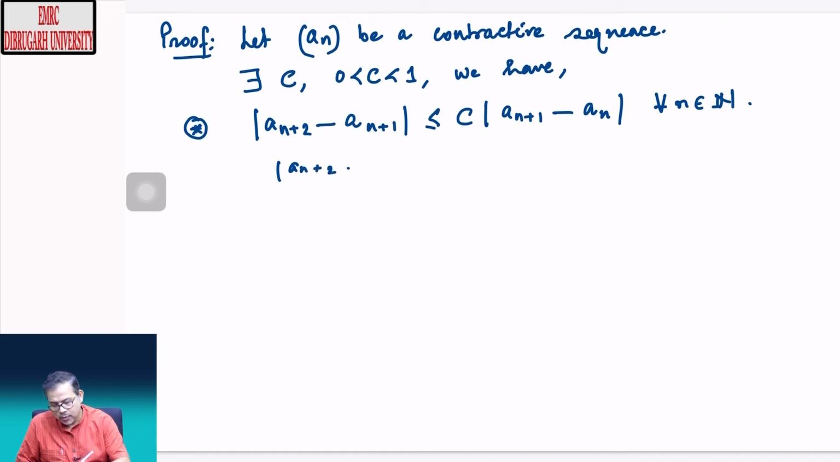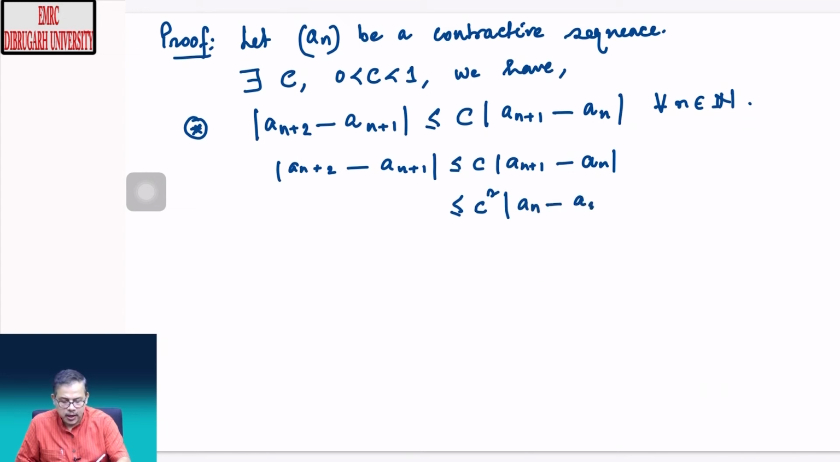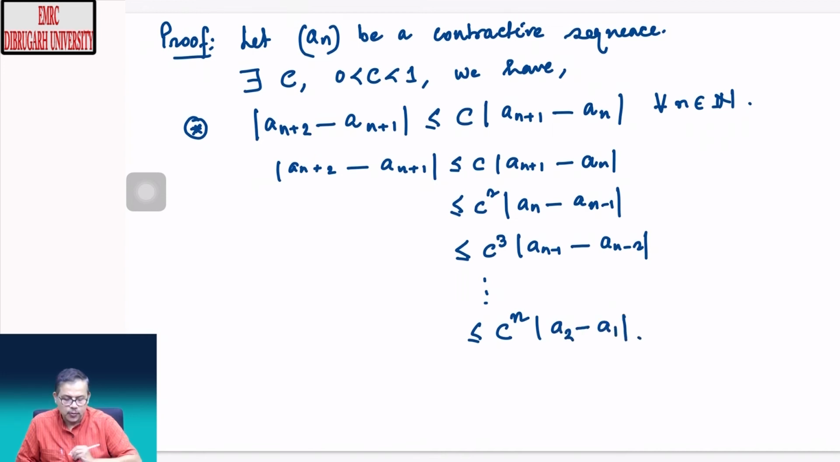|a_{n+2} - a_{n+1}| ≤ C|a_{n+1} - a_n| ≤ C²|a_n - a_{n-1}| ≤ C³|a_{n-1} - a_{n-2}| and so forth. Finally, we will get C^n |a_2 - a_1|.